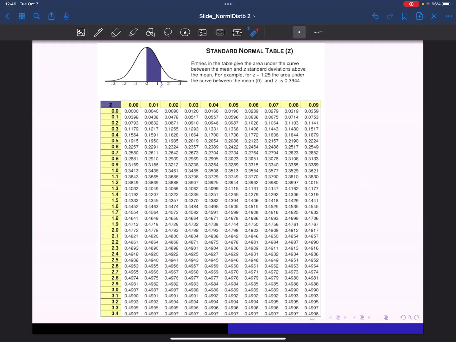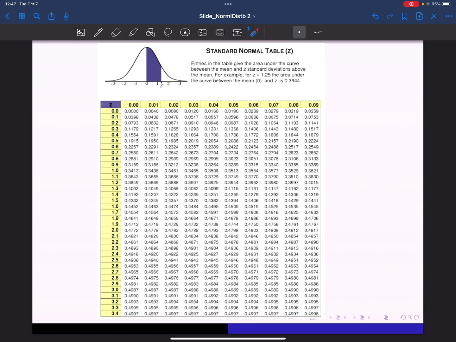So for example, how do we read this one? This table only gives you from 0, from the mean, up to 1, 2, 3 z-scores right here. It only gives you this area. So in order to calculate on the other side, we need to use the properties of the normal distribution.